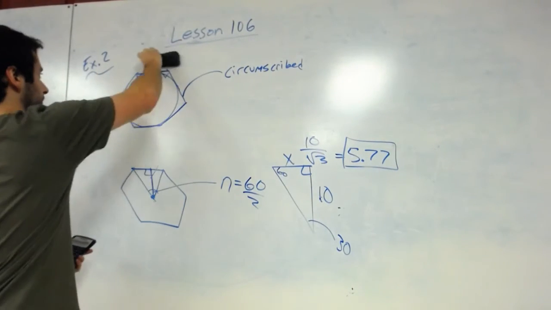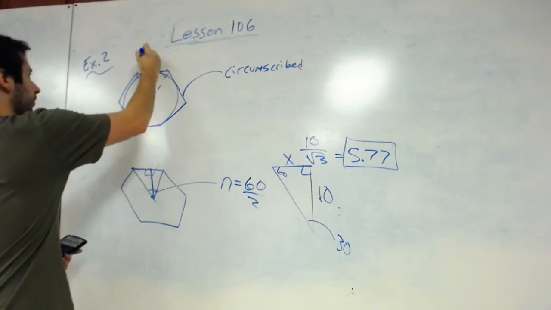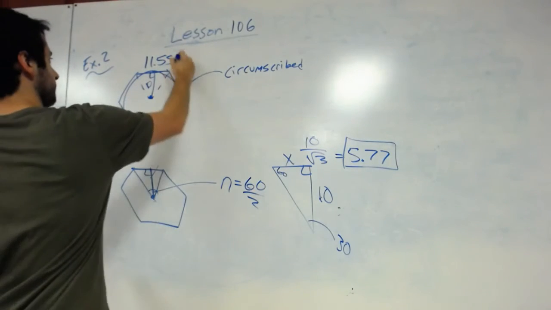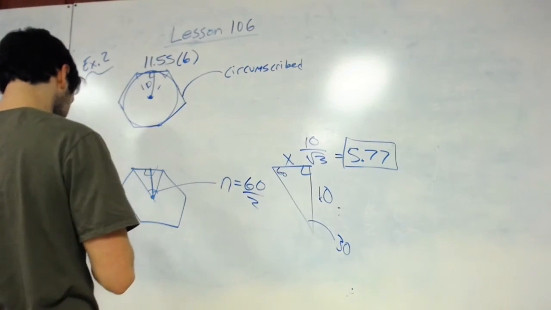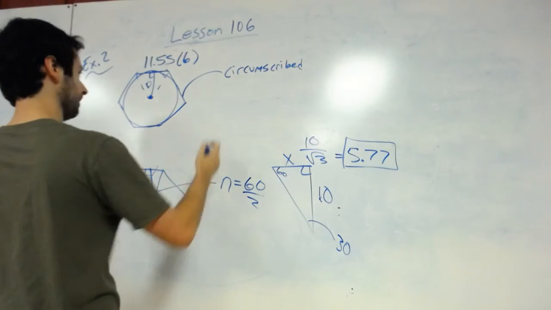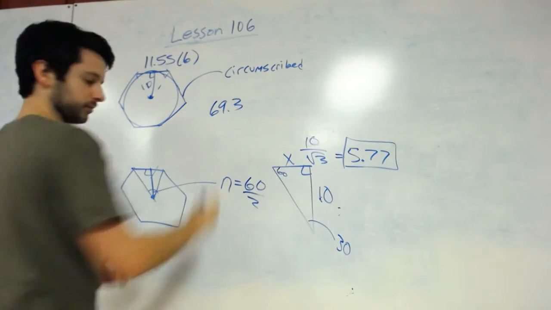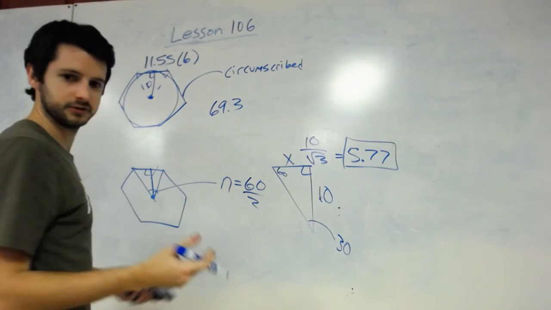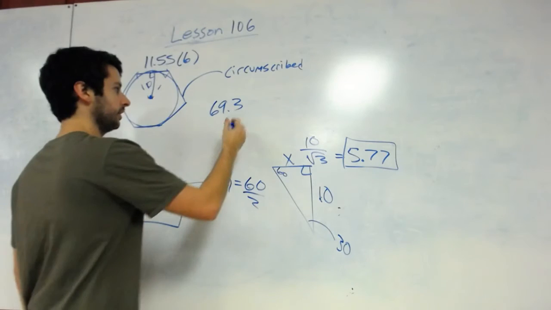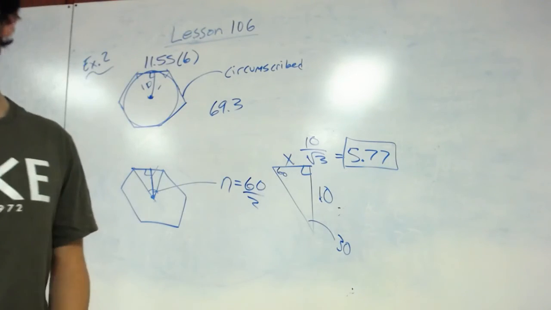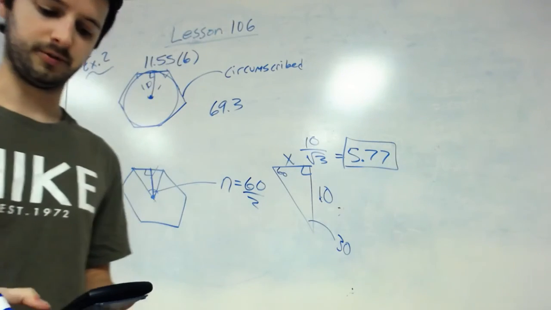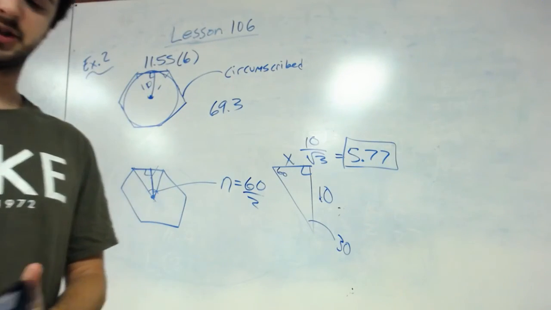I'll put it up here: 11.55. Then I need to multiply that by the number of sides, which is 6, and get roughly 69.3. They want it rounded to the nearest hundredth, so you get the idea. It'd be inches, since we're just finding perimeter. So that's how you do inscribed and circumscribed polygons.